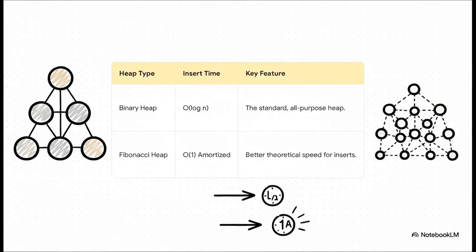And for all you performance junkies out there, it gets even better. The standard binary heap, that's the workhorse you see on the left. But there are even more specialized versions, like the Fibonacci heap on the right. These are engineered to make certain things like adding new items even faster on average. It just goes to show how deeply optimized these structures can get.